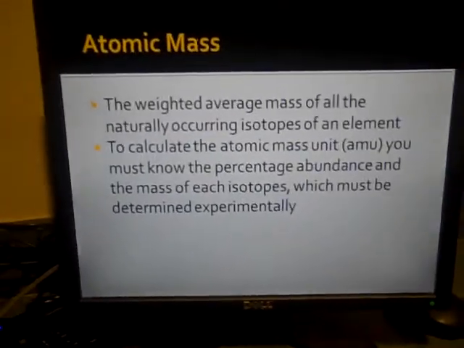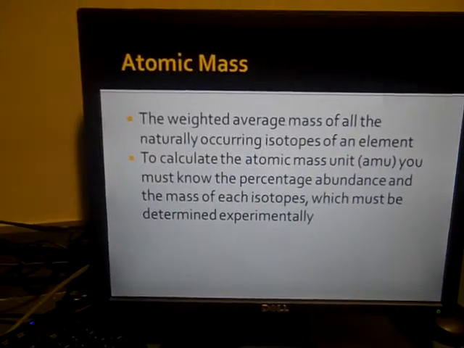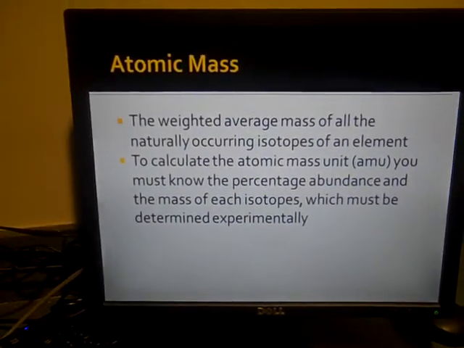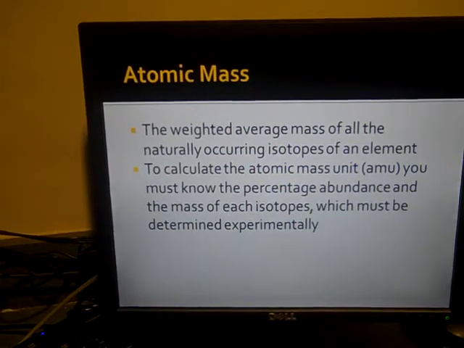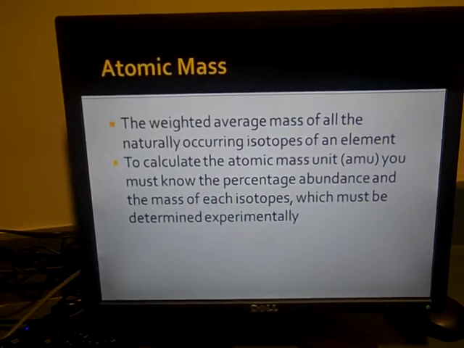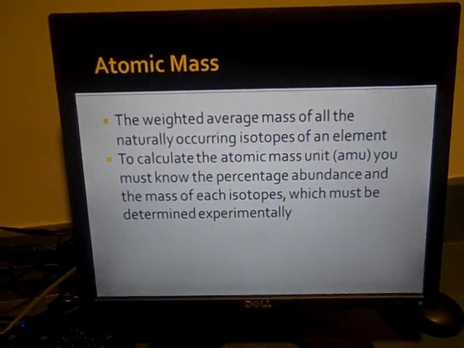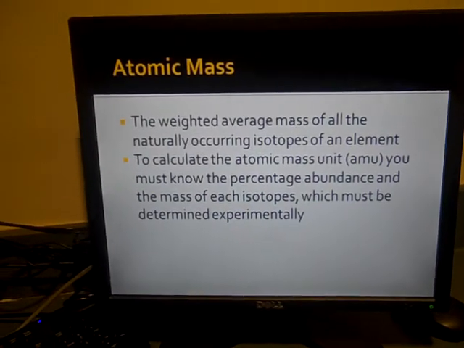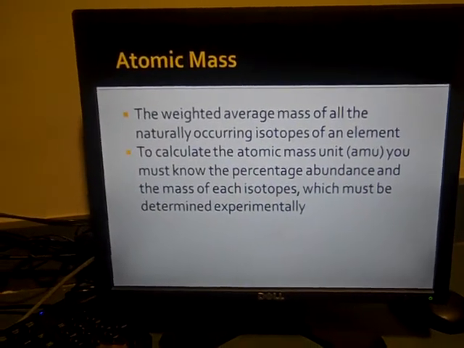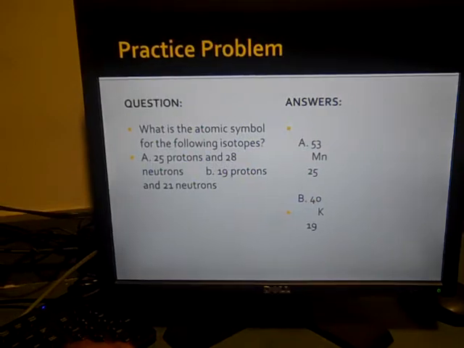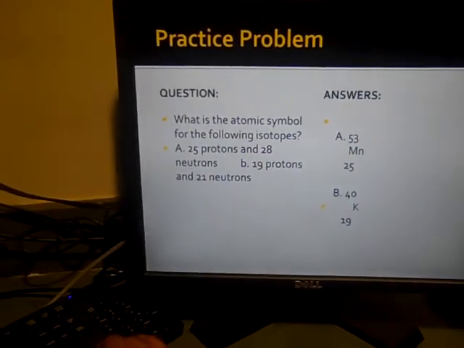And then we have our atomic mass, which is the weighted average mass of all naturally occurring isotopes for an element. To be able to find the atomic mass, you must know the percentage abundance and the mass of each isotope, which must be determined experimentally. And then we have practice problems.